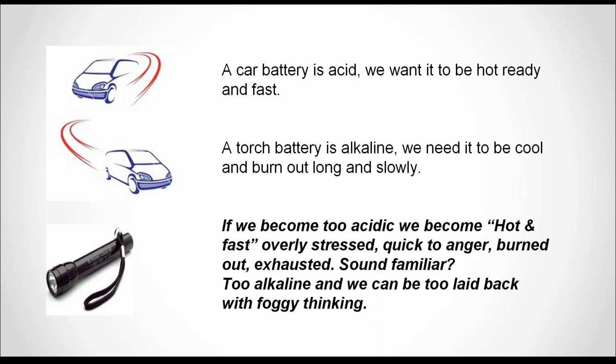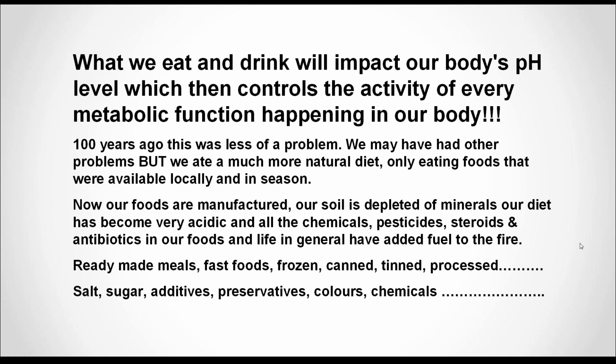A car battery is acid. We want it to be hot and ready and fast. Whereas a torch battery is alkaline. We need it to be cool and burn out long and slowly. If we become too acidic, we become like that car, hot and fast, overly stressed, quick to anger, burned out, exhausted. Sound familiar? And if we get too alkaline, we can also become too laid back with foggy thinking. What we eat and drink will impact our body's pH level, which then controls the activity of every metabolic function happening in our body.